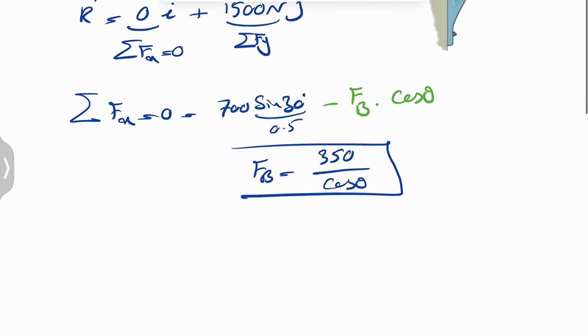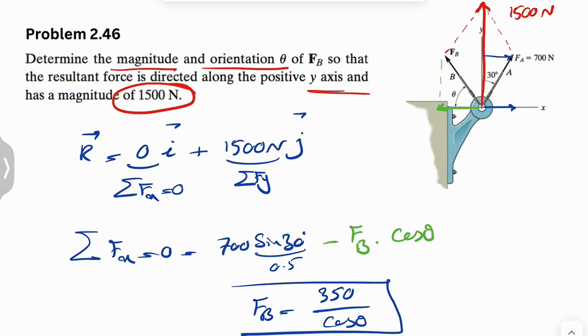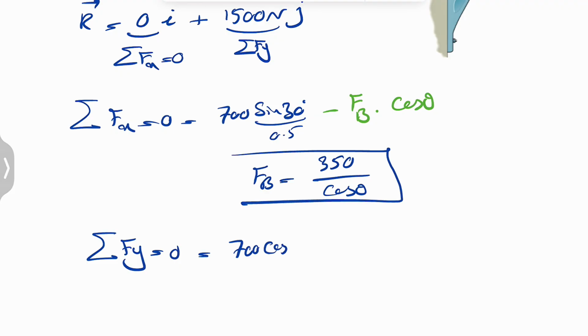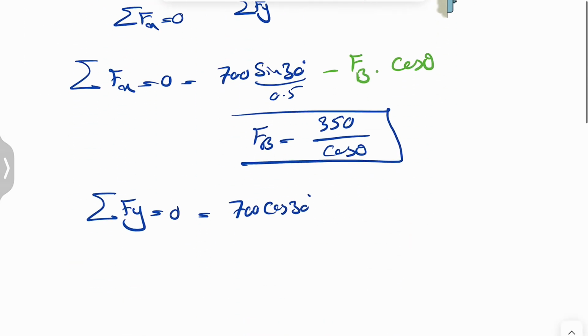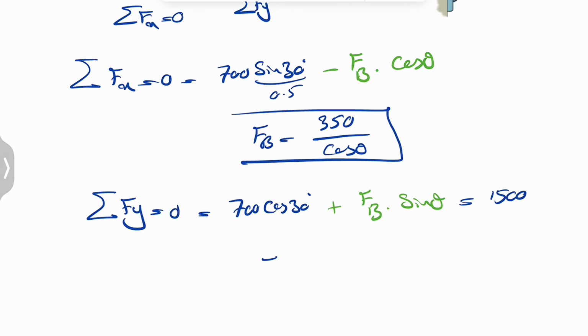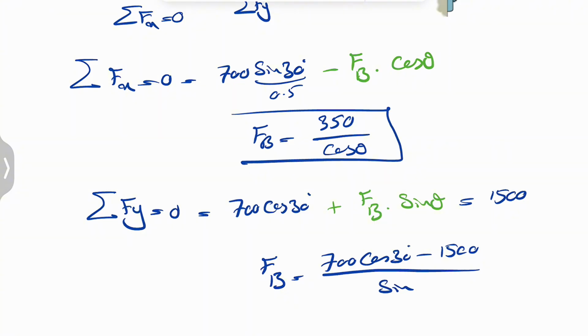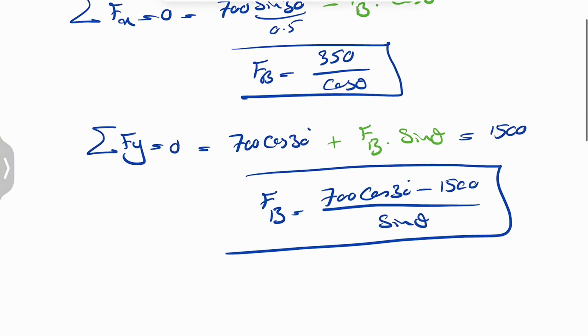That's the first equation. The second equation is the sum of all forces in y equals 1500. We have the y component of Fa, which is this force, so 700 cosine of 30 degrees, and we also have the y component of Fb. That one's also upward, so again positive, plus Fb sine of theta, and all this will be equal to 1500. So from here, Fb will be 700 cosine of 30 degrees minus 1500 over sine of theta. That's what we get from the second equation.